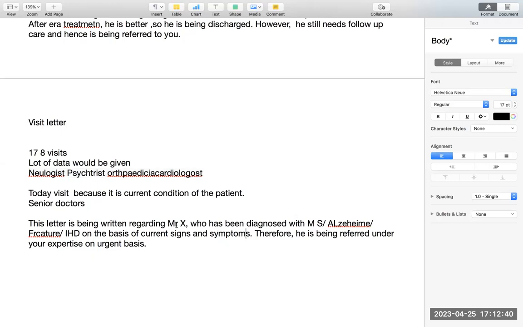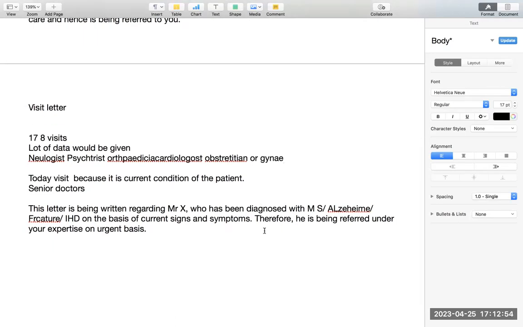So maybe you can say ectopic pregnancy. In that case, the letter would be to an obstetrician or a gynecologist. So this is how simple OET is. It is just about finding the right thing. You don't have to explain everything.